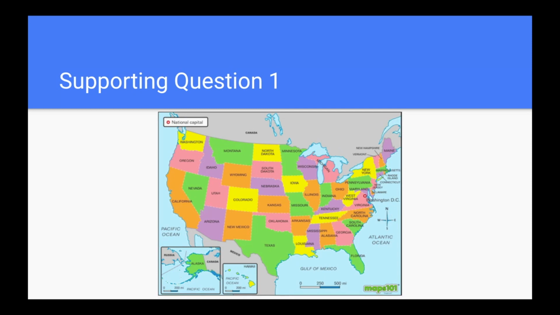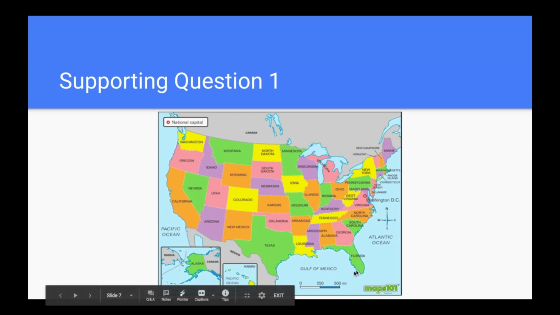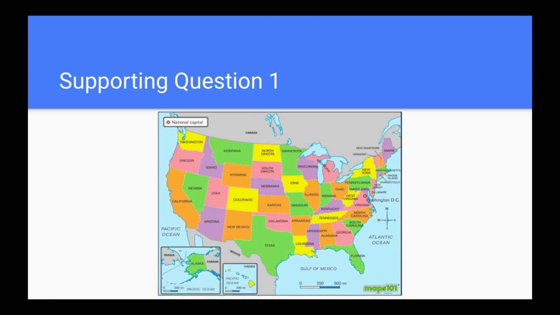So if I was asked what was to the east of the state Arizona, I would locate Arizona, look to the right, and I see the state New Mexico. That means New Mexico is to the east of Arizona. Or if I was asked what was to the east of Florida, I would find Florida, look to the right, and I see the Atlantic Ocean. That means that the Atlantic Ocean is to the east of Florida.